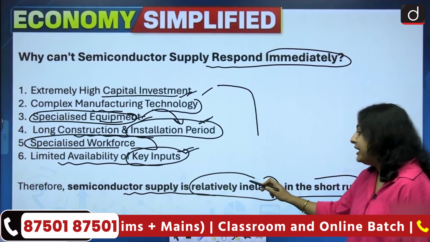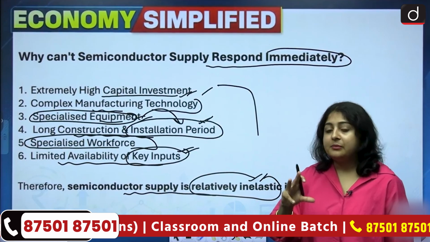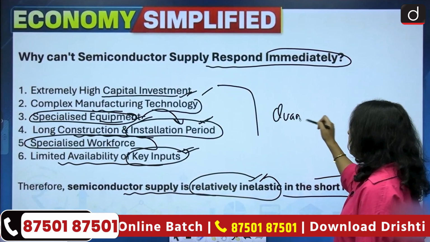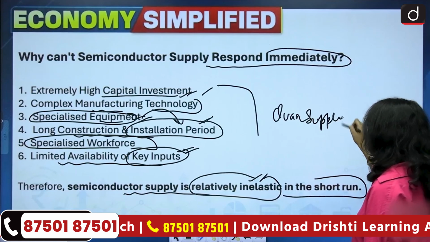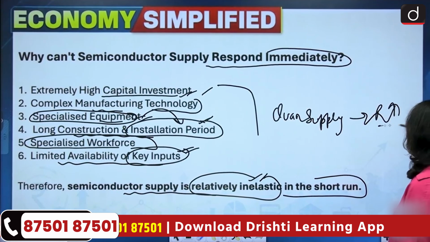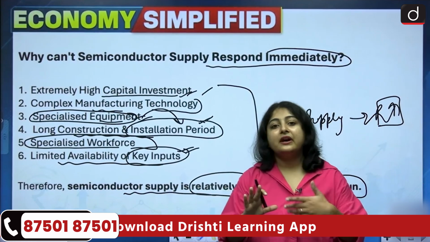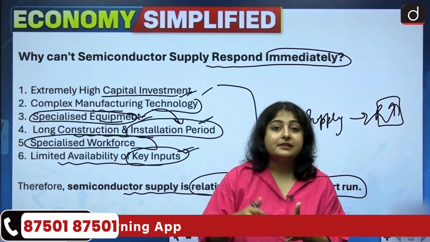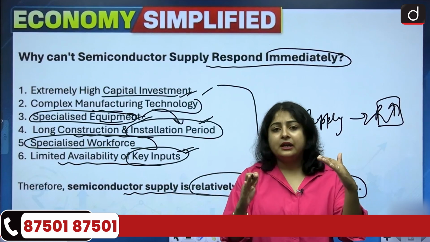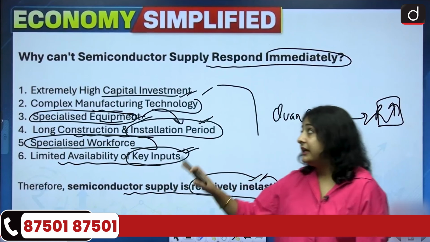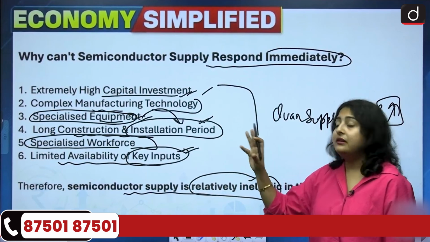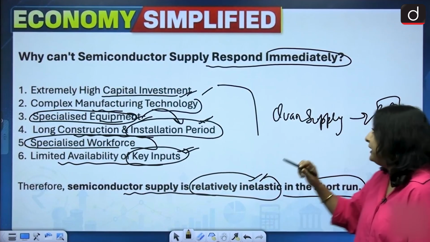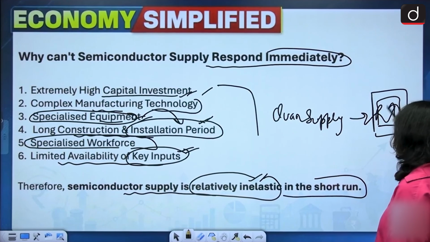Now what do you mean by inelastic supply? Inelastic supply is that kind of a supply where quantity supplied cannot be increased despite a rise in the prices. Technically, if I am a manufacturer and the prices are increasing, I should increase my supply in order to make profits. But the case is different with the semiconductor supply facilities. They cannot increase their quantity supplied despite prices being on a higher side.